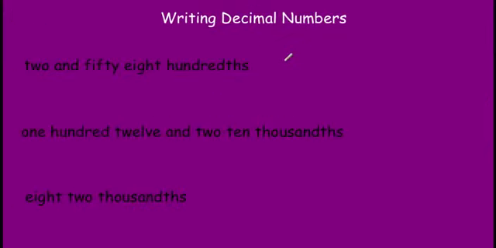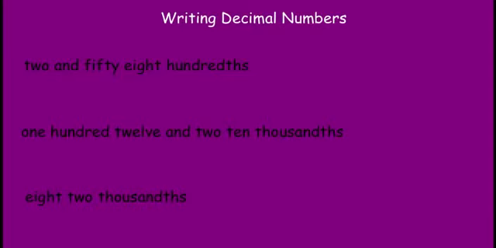Okay, next you need to know how to write decimal numbers when you're given them in word form. So if we look at this first one, 2 and 58 hundredths, so you just learned how to write it out in words when you are given. Just start over. Okay. Let me erase this.